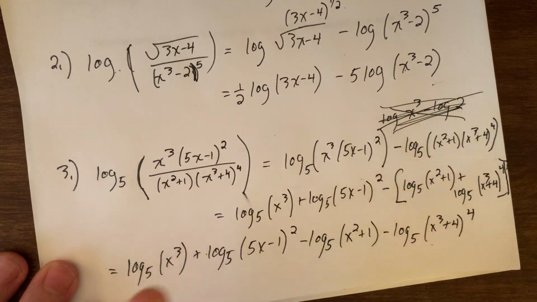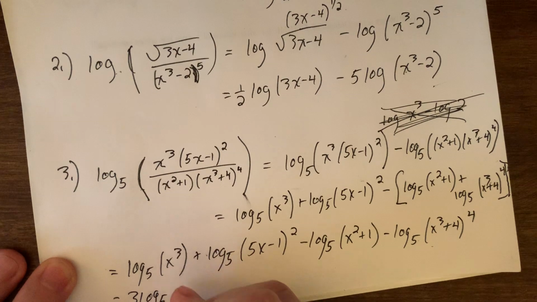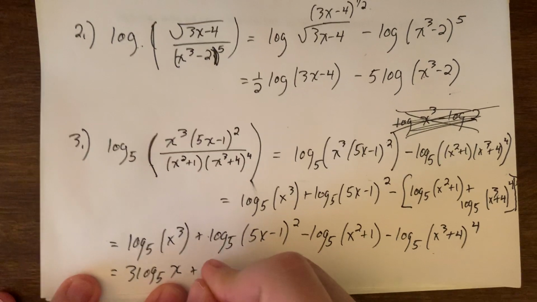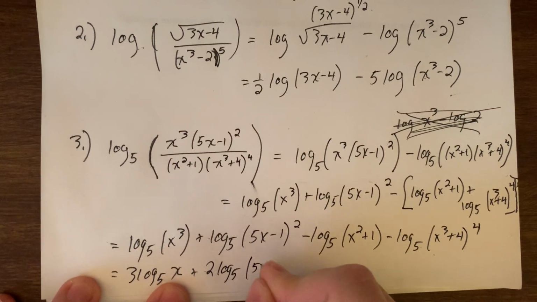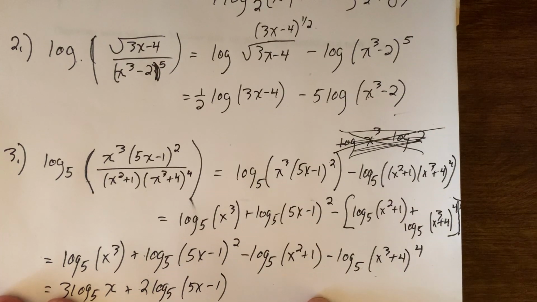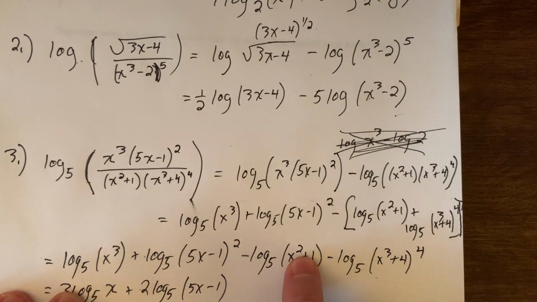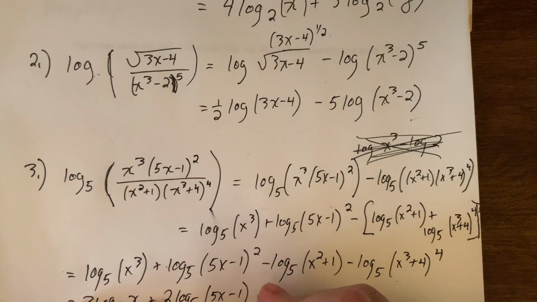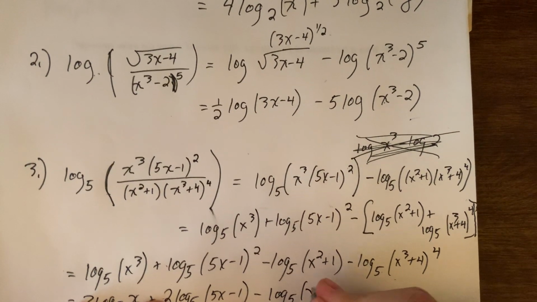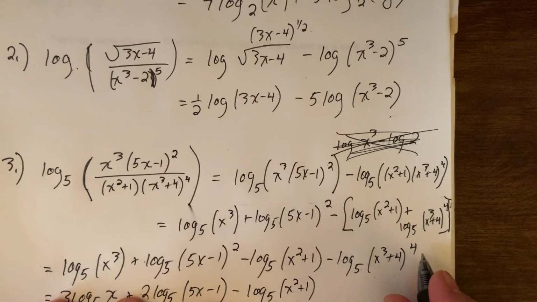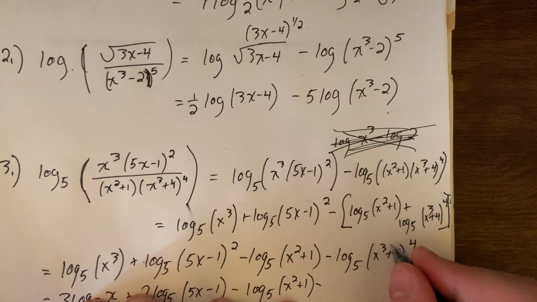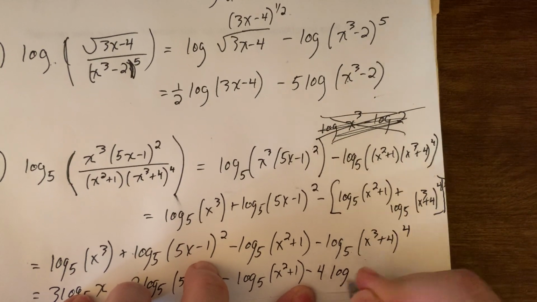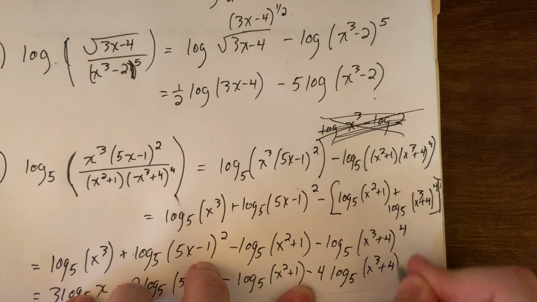So right here, that exponent is on everything, 3 log base 5 of x. That 2 is on everything here, so plus 2 log base 5 of 5x minus 1. Can't do anything more with this one. Yeah, there's an exponent, but it's inside the argument. It's not outside on everything, so that one is as good as it gets. And then here, exponent out in front. Not this exponent, just this one. This is the one that's on everything. So minus 4 log base 5 x cubed plus 4.